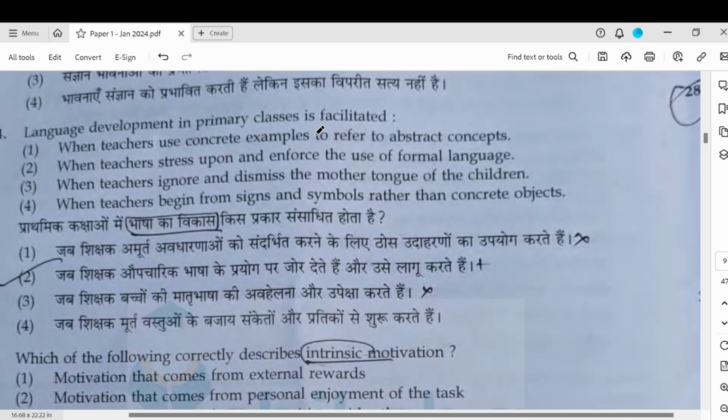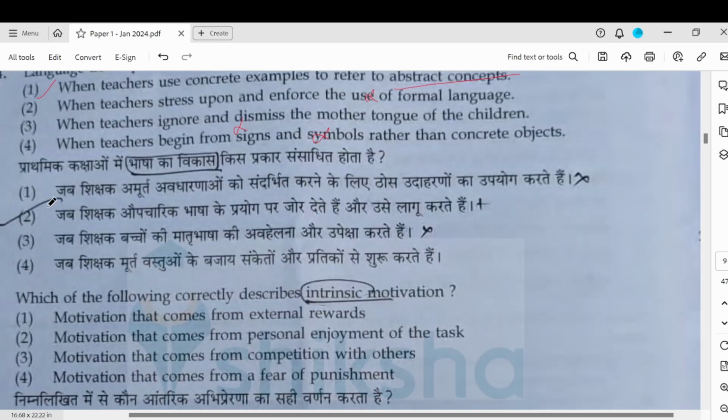Language development in primary classes is facilitated by, so they should use concrete examples to refer to abstract. That should be the good answer. Formal language, no. Ignore mother tongue, no. Begins from symbols, no. So from concrete to abstract, this is from your maxims of teaching. This is the correct answer. I think this person has put 2, so this should be wrong.